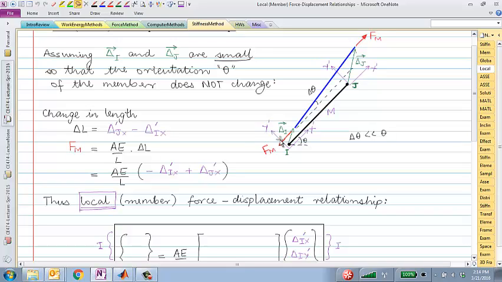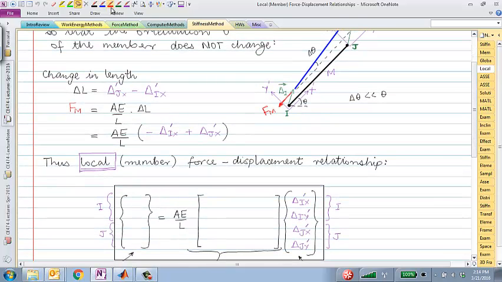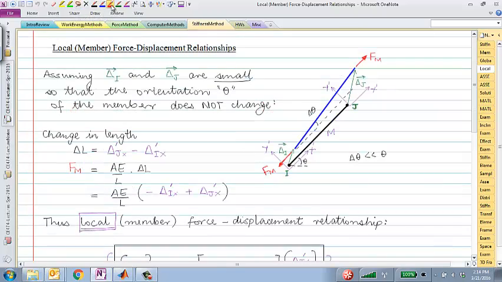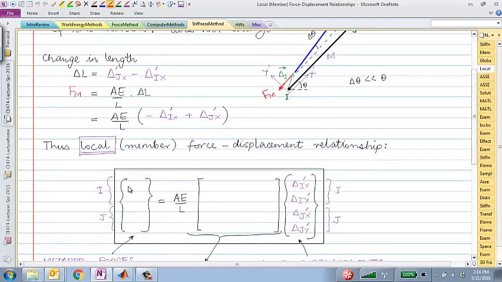Negative Fm and 0, right? Negative Fm and 0 would be the force. So I write that here: negative Fm and 0. That's the force components in the local coordinate system at node I.